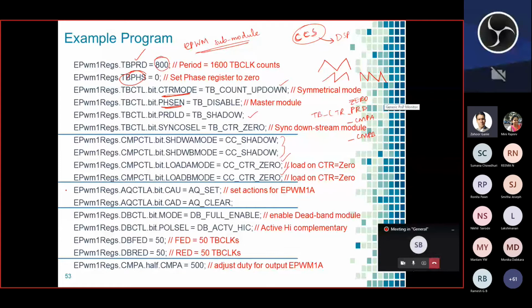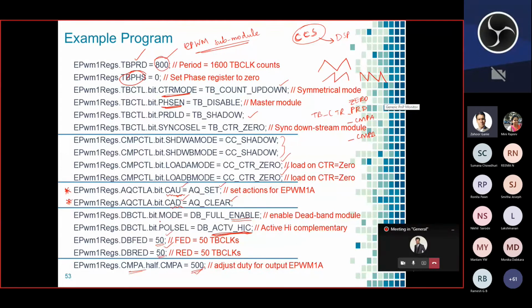Okay. The most important is your action qualifier now. In this action qualifier, for compare register A, while counting up you are setting, and while counting down you are clearing. Then deadband is fully enabled, with active high complement. We are using active high complement, with a deadband falling edge delay of 50 and rising edge delay of 50, and the compare A register is stored as 500. Right, TB period is 800, compare is 500, deadband of 50, 50 is given, active high complement is set, and it is set at up count and cleared at down count.